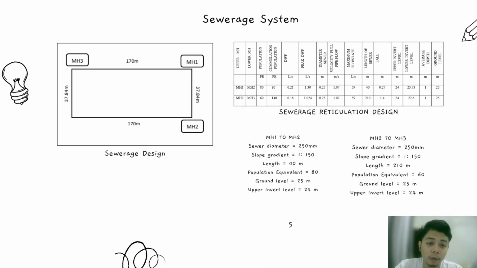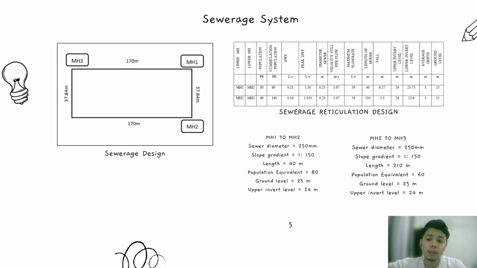Assalamualaikum and hi, my name is Muhammad Faisal Irwan bin Mokhtar and now I want to present the sewage system. So we decided to make 3 manholes for our project design. Total PE in our project area is 140, then we divide it into 3 areas. So manhole 1 to manhole 2 population equivalent is 80.